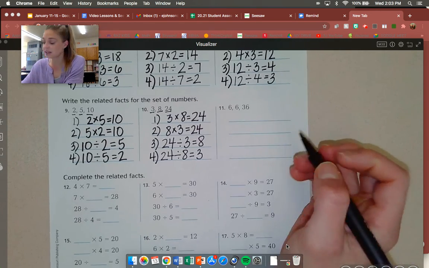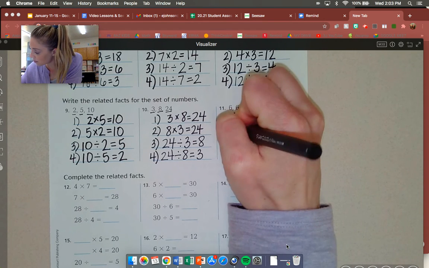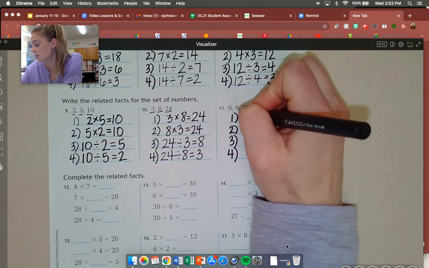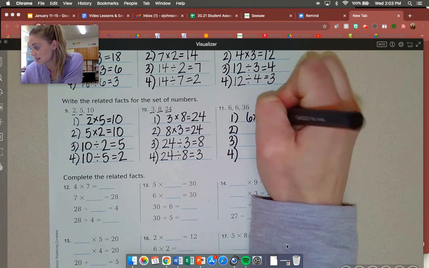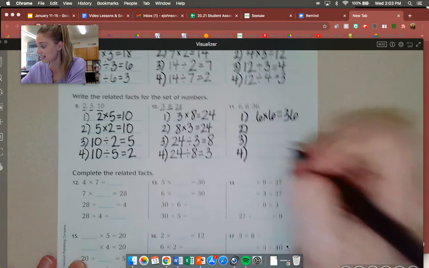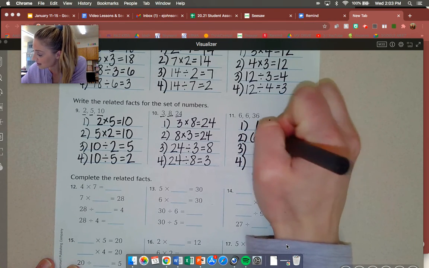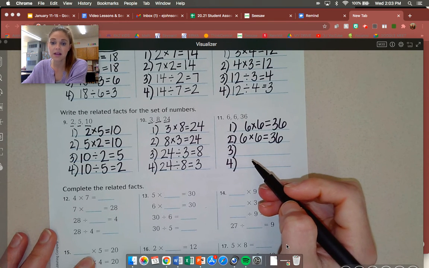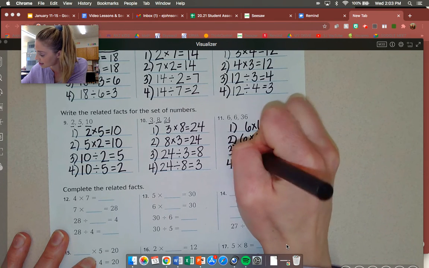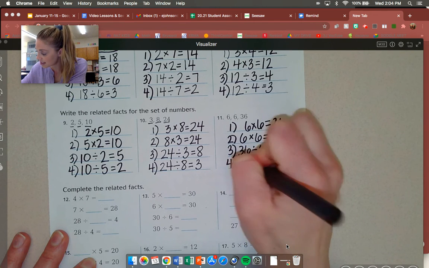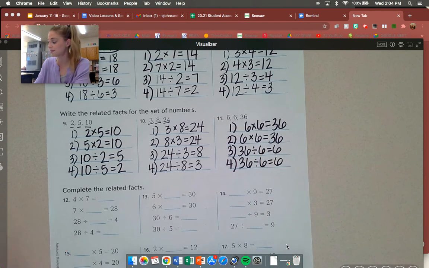Okay, now that you've done problem 11, let's come up with 4 equations. So starting with multiplication, we go 6 times 6 equals 36. 6 groups of 6. And then I can switch it and do 6 times 6 equals 36, which doesn't really work that well in this problem because we have 2 of the same number. And then for division, we do 36 divided by 6 equals 6. And then 36 divided by 6 equals 6. So hopefully that is what you have.